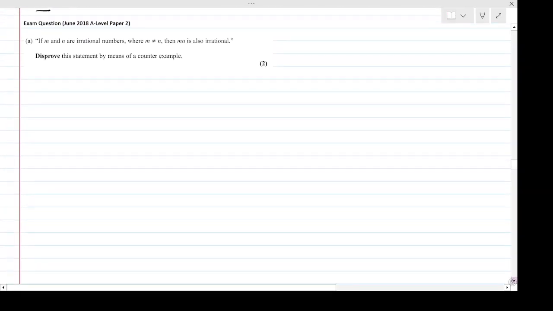Okay, we've got another exam question. If we have numbers m and n, which are irrational numbers, and they're not equal, which is what that means, then the product mn is also irrational. Disprove this statement by means of a counterexample.